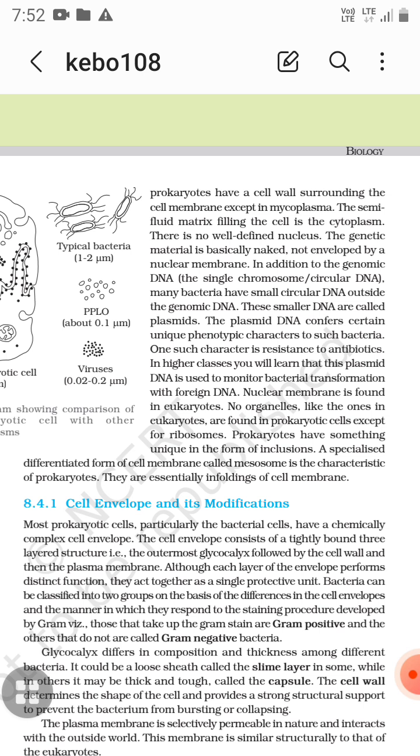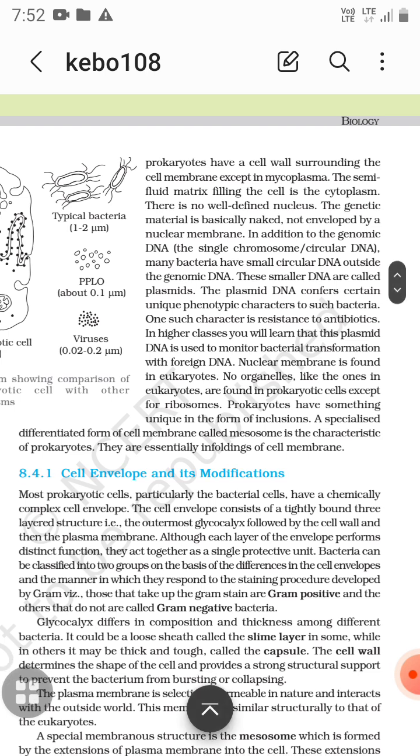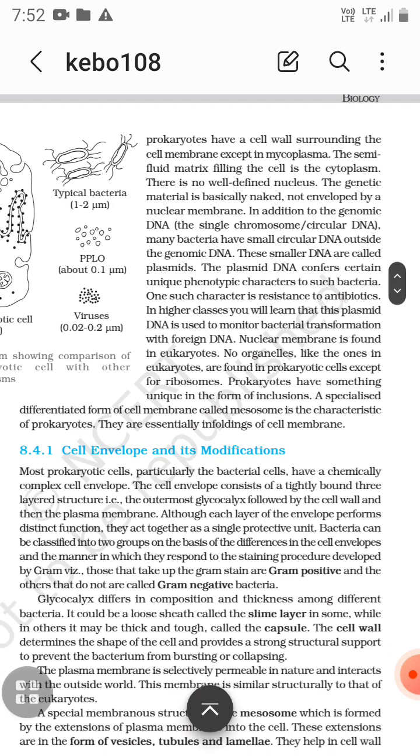They give unique phenotypic characters. Okay. So one such is resistance to antibiotics. So these are the plasmids. These are the extra, which we will study in biotechnology, an extra chromosomal kind of genetic material. Extra chromosome. These are the plasmids, a small circular DNA.